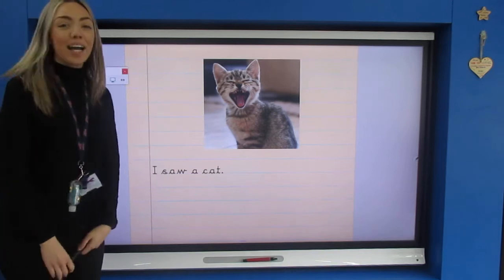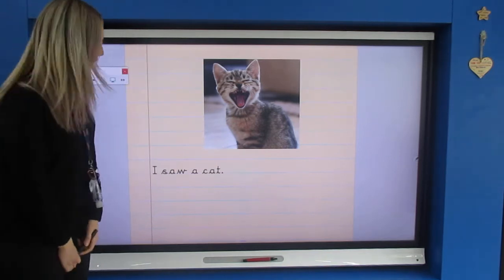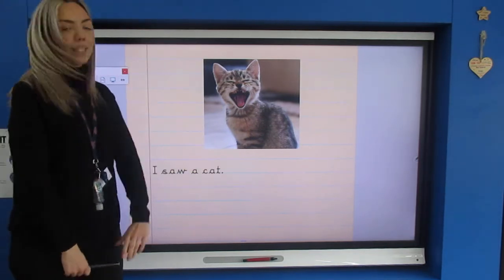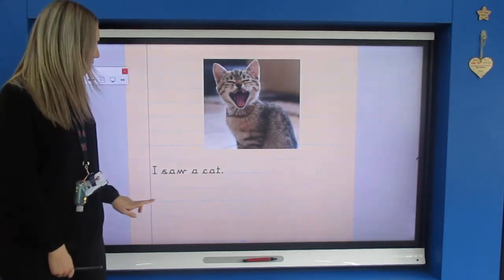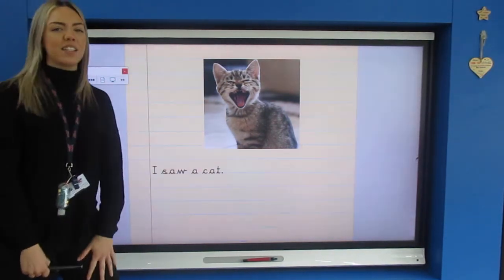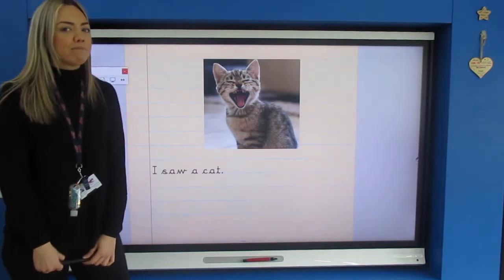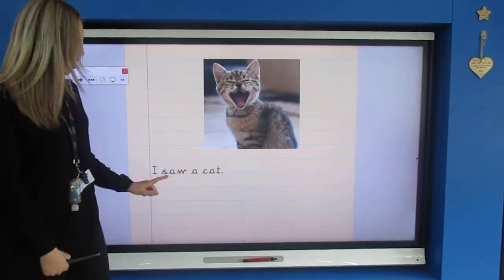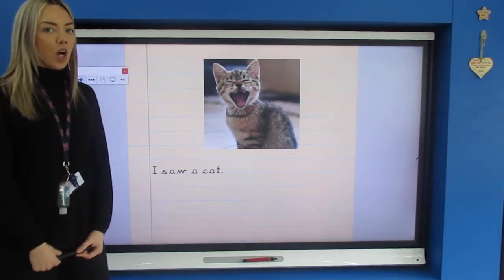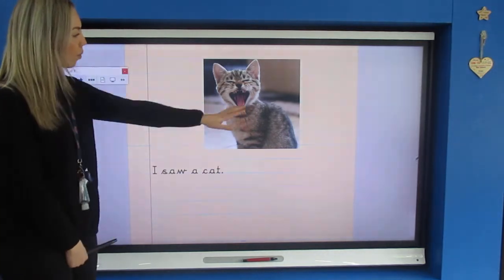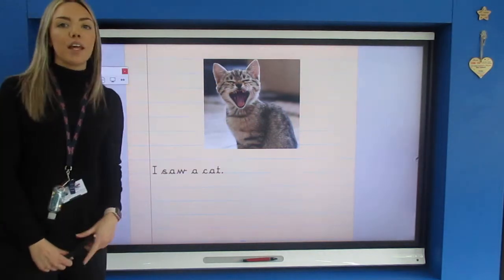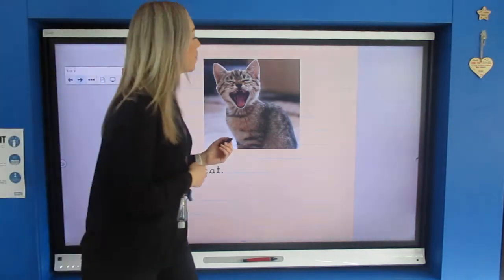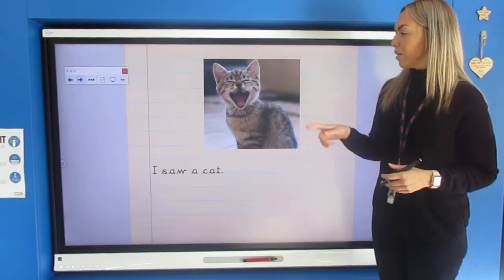Okay? Look at my cat. Isn't she lovely? And I've got a sentence, and my sentence, you can read it with me, says, I saw a cat. Now, this sentence, it tells us what we can see, doesn't it? But is it very exciting? Does it tell us lots of nice things about the cat? No, not really. It just tells us that we saw a cat. So, on your whiteboard now, what I would like you to do, with me, we're going to have a look at the cat, and we're going to think of some describing words that we can use for the cat, okay? So, what do you think we could say about the cat?